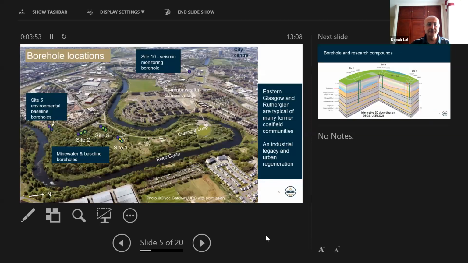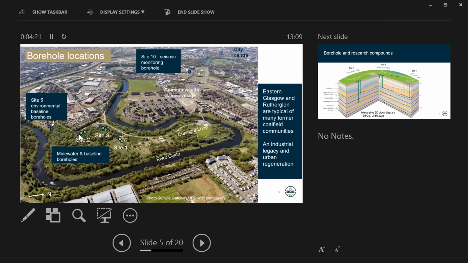So in terms of the observatory itself, what you can see here is a picture of the centre of Glasgow. I don't know whether you can see my cursor, but there's the city centre and the Commonwealth Games Village. And this is the River Clyde and the Cunningham Loop. And this is north, so you can orientate yourselves. And the key part of the site is here above the mine, sites 1, 2, and 3.